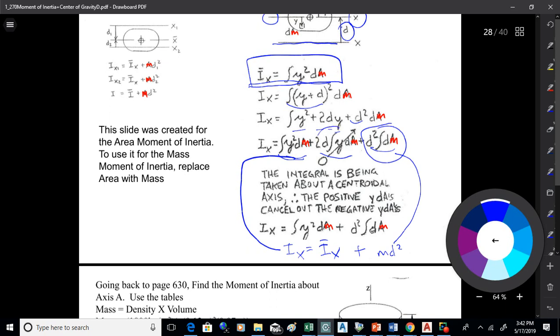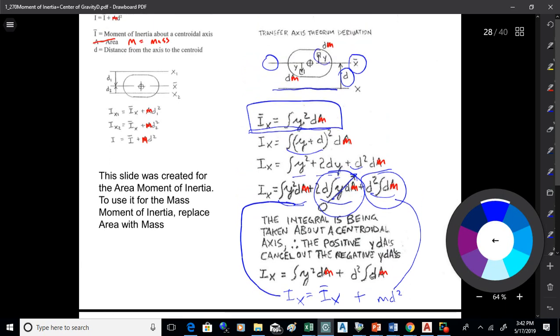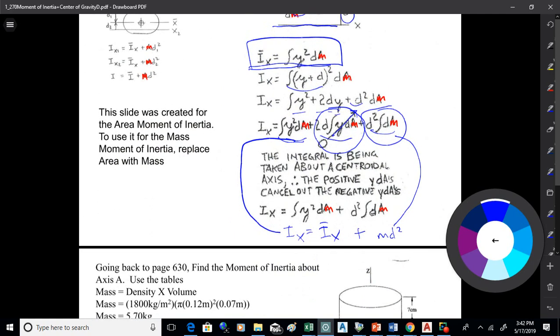The term in the middle will actually zero out because for every positive y times dm, I'm going to have an equal and opposite negative y dm, because I'm measuring those y distances from the centroid. So that middle term zeroes out. So that's where this formula comes from.